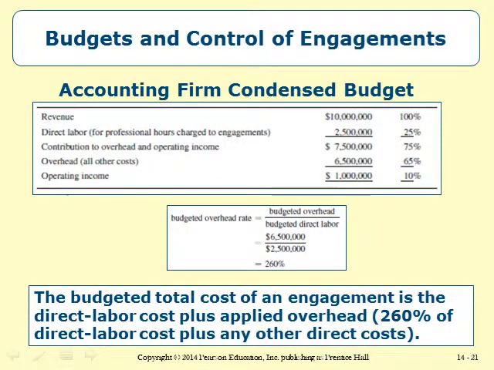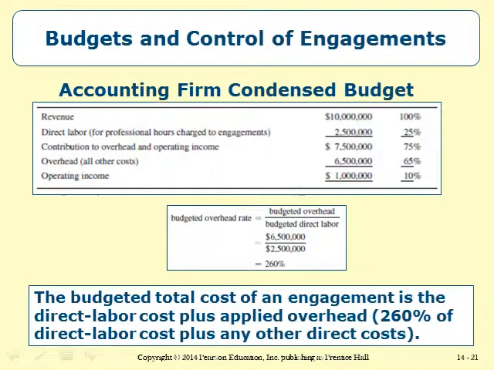In many service organizations and some manufacturing operations, job orders provide not only product and service costing, but also planning and budgeting benefits. A public accounting firm might have a condensed budget for 20x1 as follows. Budgeted overhead rate equals budgeted overhead divided by budgeted direct labor. The budgeted total cost of an engagement is the direct labor cost plus applied overhead of 260% in this example of direct labor cost plus any other direct cost. And we see the calculation of that overhead rate in this slide.